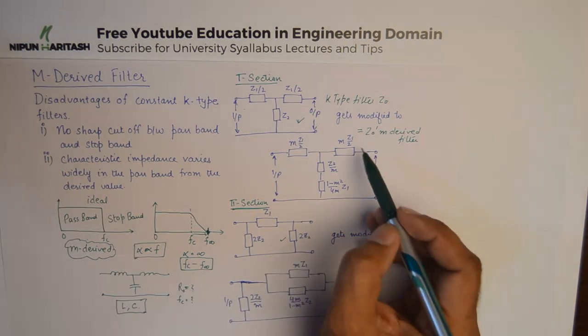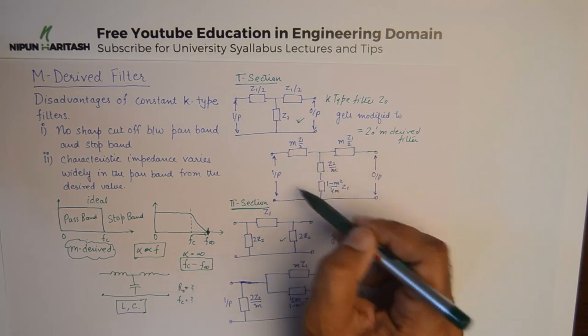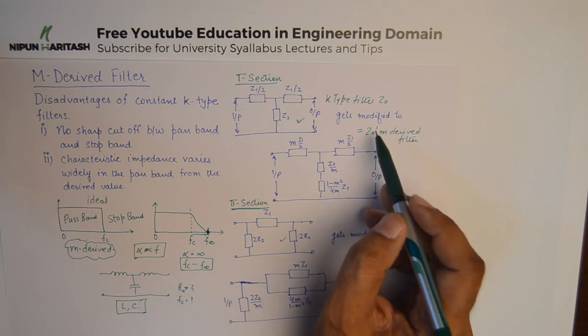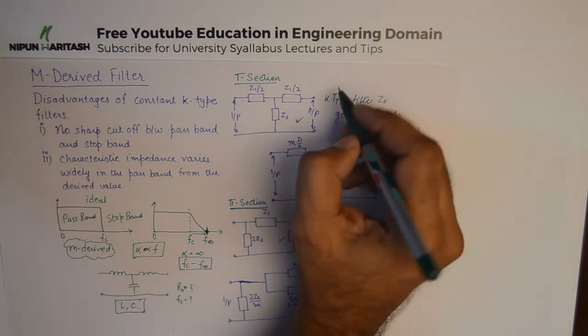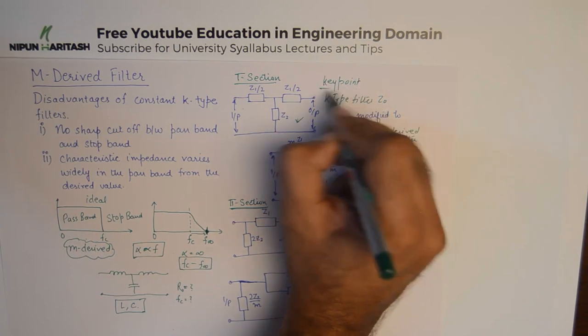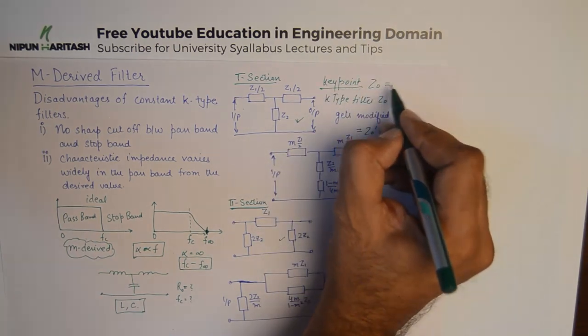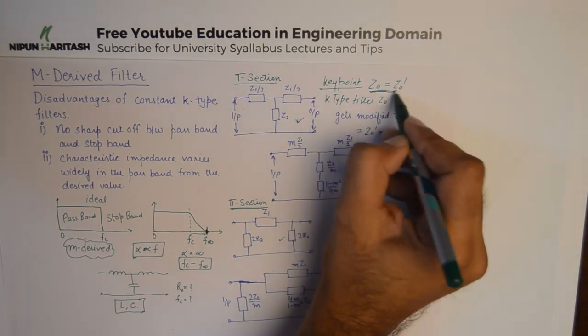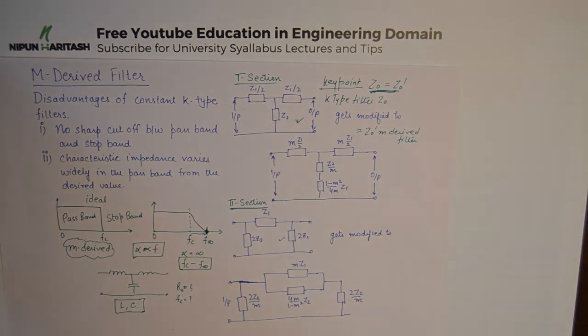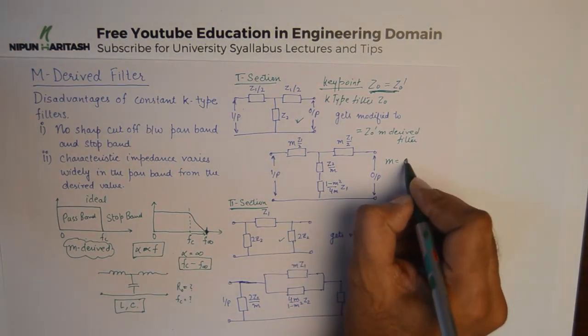However, the characteristic impedance of the entire filter will remain the same as that of the constant k-type filter. And that is the first key point that you need to take. Key point number one is that the characteristic impedance of the constant k-type filter will remain equal to the characteristic impedance of the modified filter, which is the m-derived filter. And the modifications are made in such a way that it does not change this equation. And the second key point is that the value of M is selected in such a way that it remains in a range of 0 to 1.